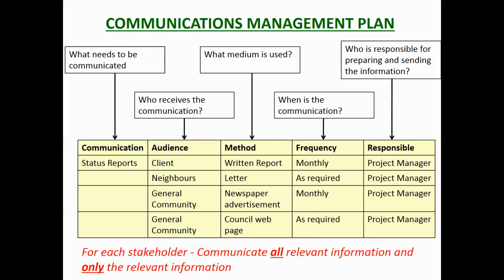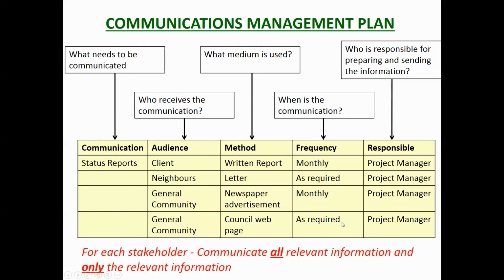The neighbours might just want a letter or something on the website or a newspaper advertisement, just updating them on what's going on, because they're interested, and what they really want to know is when you are going to go away. And the general community might want information, so you might have different methods of doing it. You might have newspaper articles. So each line has a different thing. You can see the general community, we're communicating with them with a newspaper advertisement and a web page. So you've got them on different lines, and it might be different people doing it, and at different times.